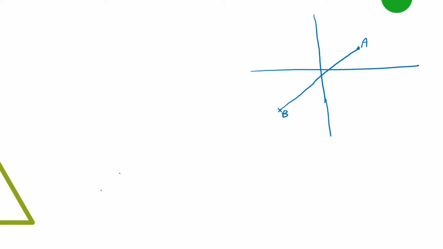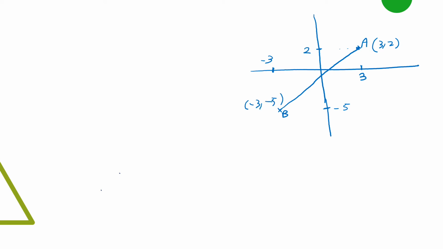So let's give the points some coordinates. So this one here is -5, this one here it's -3, and let's say this one here is about 3, and this one, the coordinate of that point is 2. Okay, so A is (3, 2), and the point B is (-3, -5).